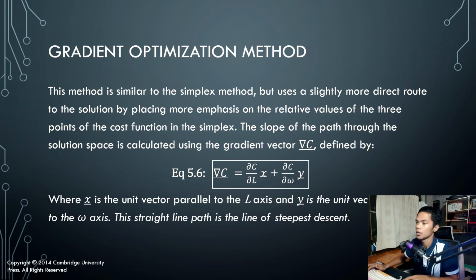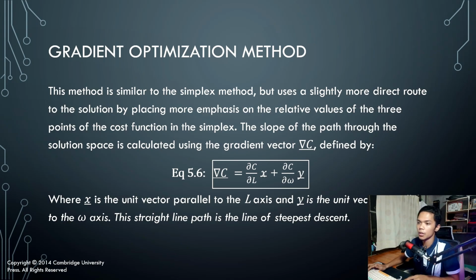Let's go ahead and discuss the gradient optimization method. This method is similar to the simplex method, but uses a slightly more direct route to the solution by placing more emphasis on the relative values of the 3 points of the cost function in the simplex. The slope of the path through the solution space is calculated using the gradient vector. Let's just call this del C bar, defined by equation 5.6.